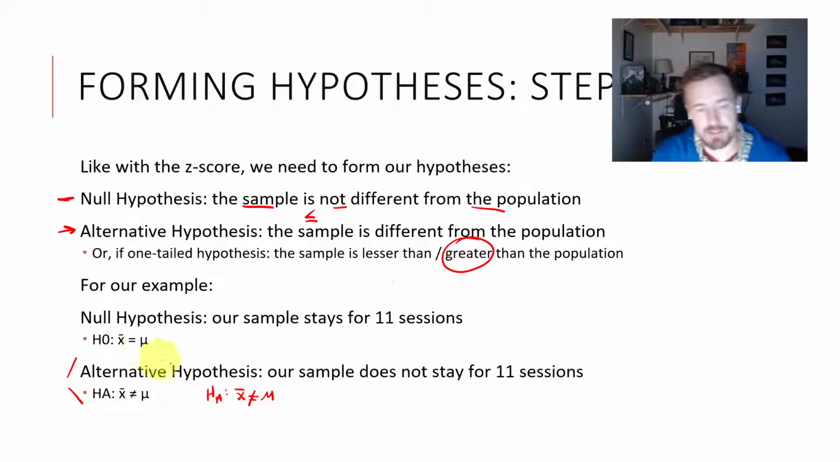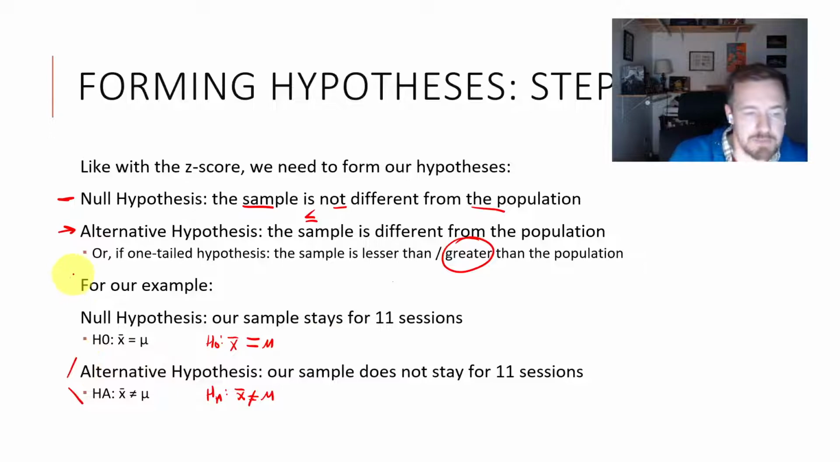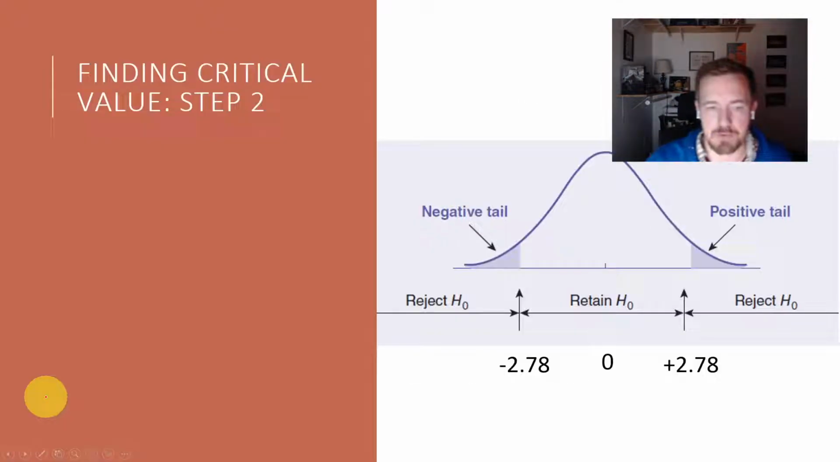The null hypothesis, then, remember, if that's the alternative hypothesis, the null hypothesis is going to be equal to, because that's the opposite of not equal to. So that's going to be that X bar, our sample mean, is equal to our population mean. So that is how we would frame this for our previous example.